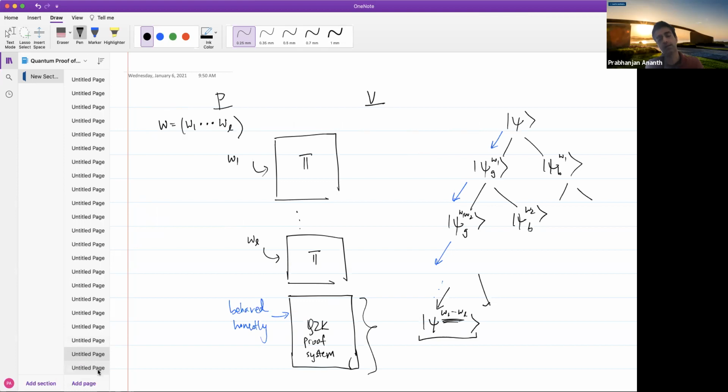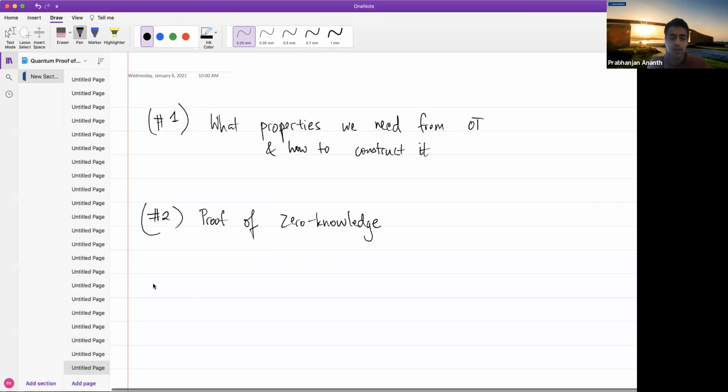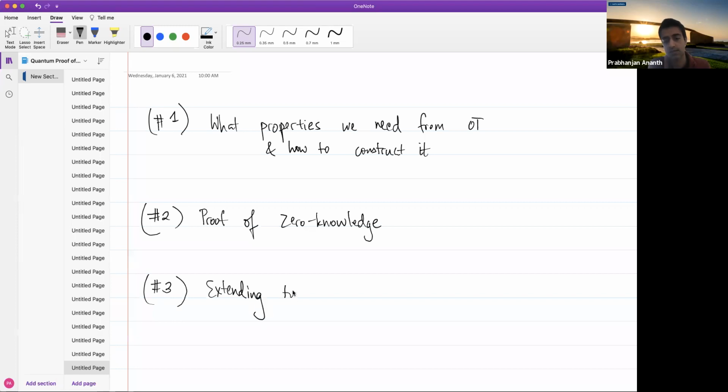You want to argue that we can put garbage values, and even then the verifier cannot distinguish whether it was actual witness bits or garbage values. And finally, what I described only works in the standalone setting. The third thing is extending it to the bounded concurrent setting. So I can go in any of these three directions depending on what you want. Let me know what you prefer.